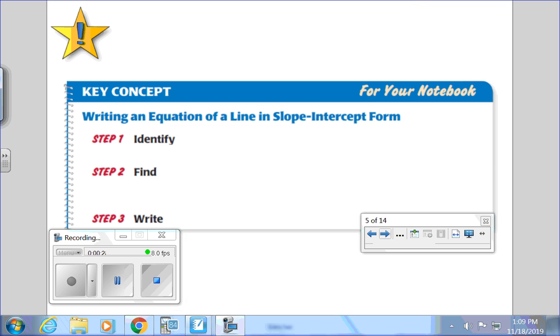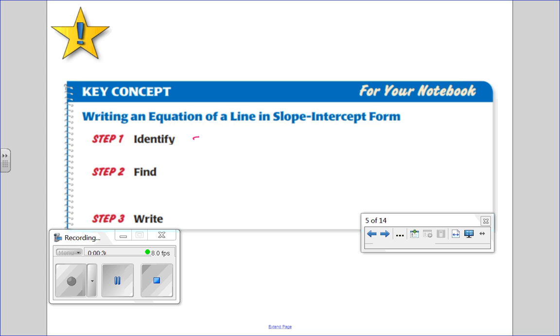Alright, so here's going to be your steps today. First thing you want to do is identify your given information, but mainly find your slope. Identify the slope. It's either going to be given or you're going to do the slope formula. So step 1, identify your slope. It will be given to you or you will need to do the slope formula.